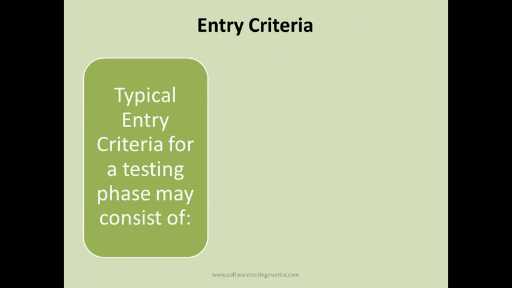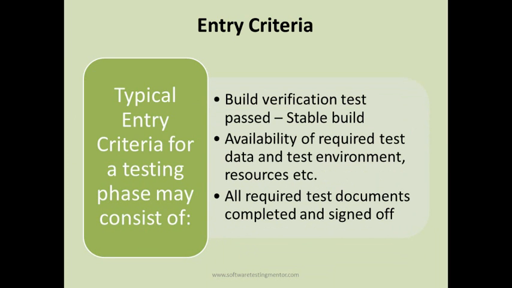Now, typical entry criteria for a testing phase may consist of, for example, build verification test passed, that is, you are getting a stable build. Then availability of required test data and test environment. So if the test environment and test data are available, all hardware and software resources that are required to start the testing are available, all the testing resources are available, all the testers are ready to get started, then that can be another entry criteria to start the testing.